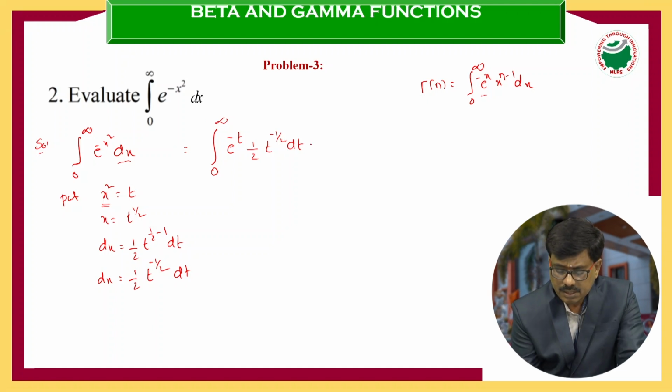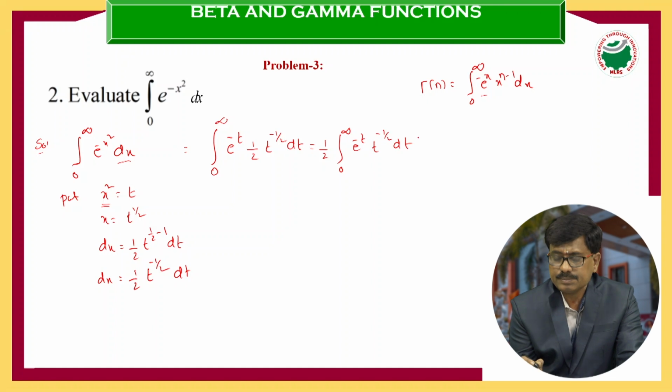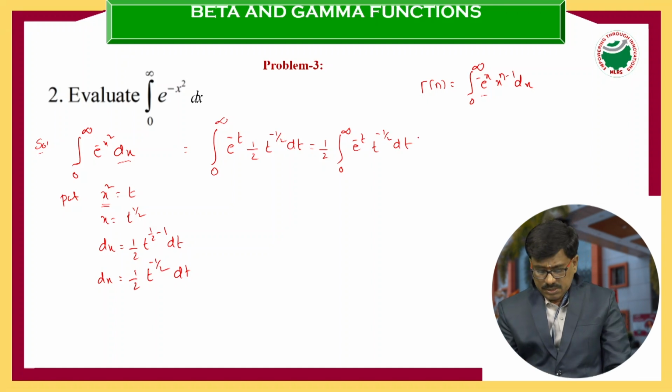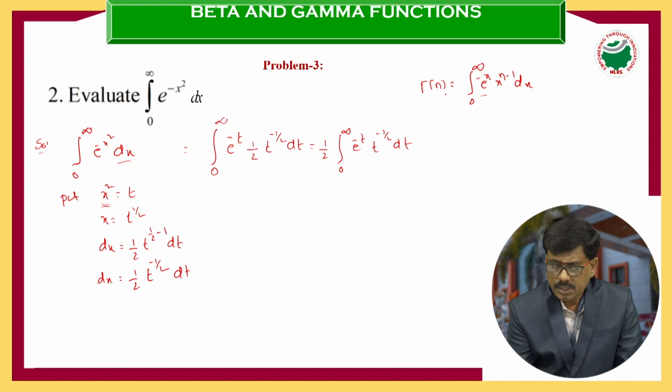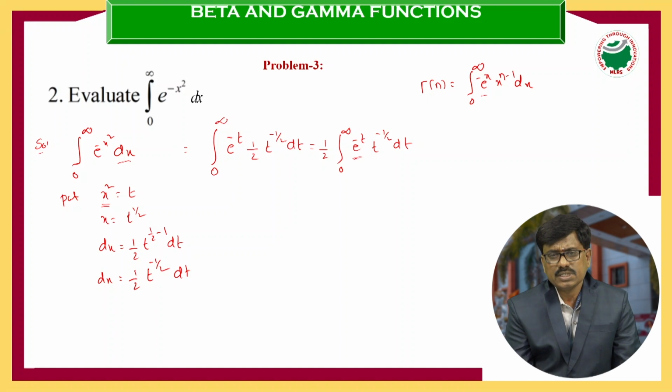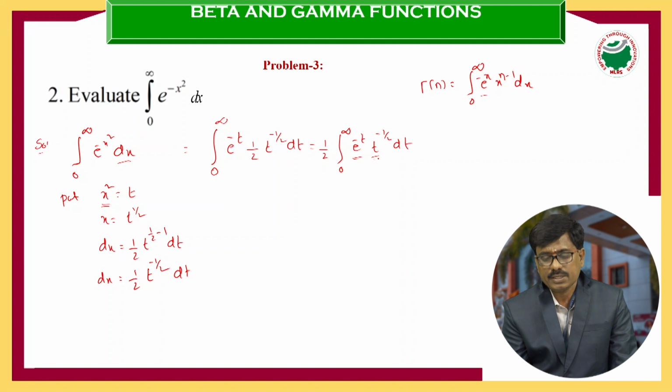Okay, let me take the constant as common: 1 by 2 integral 0 to infinity e power minus t, t power minus 1 by 2 into dt. Now this function is a gamma function. Let's go with the definition of gamma. Gamma of n equal to integral 0 to infinity e power minus x, x power n minus 1 into dx. Now e power minus t, we converted into the single degree function. Then the remaining term is what here? t power minus 1 by 2 is there.